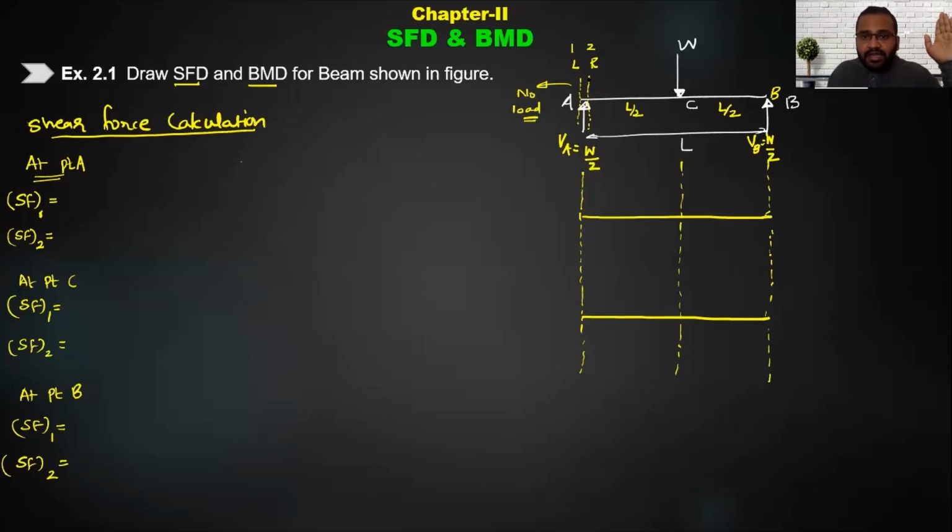But if I take the left side of section 2, looking here, there is a vertical load VA. Are you understanding it? I took two sections, one on the left side of the vertical reaction and one on the right side. The left side does not consider the vertical load, the right side does consider the vertical load, so we get two values, one considering the load and one not considering the load.